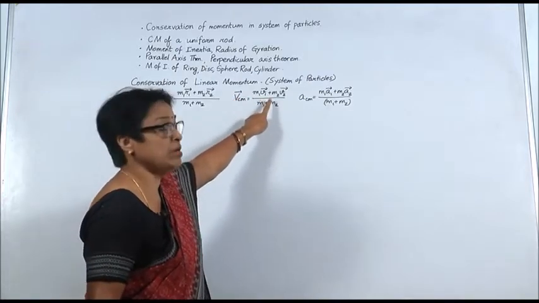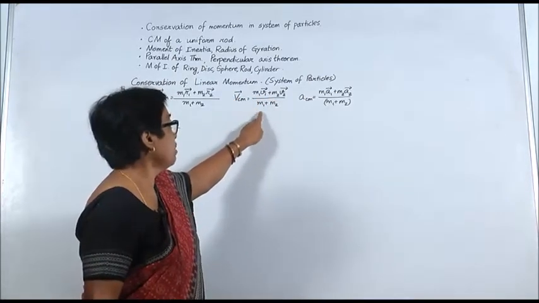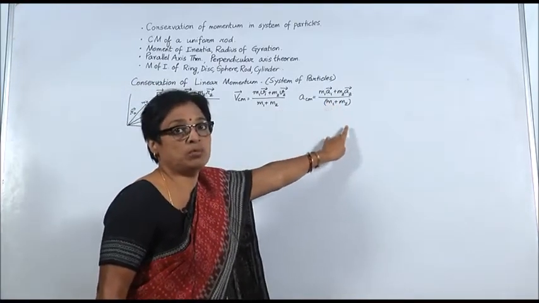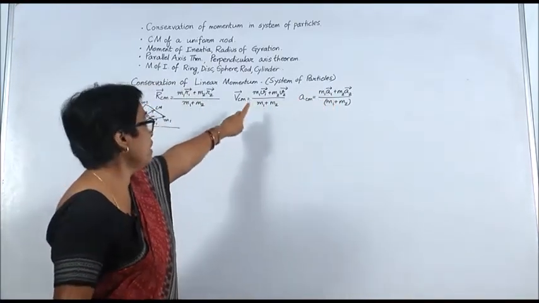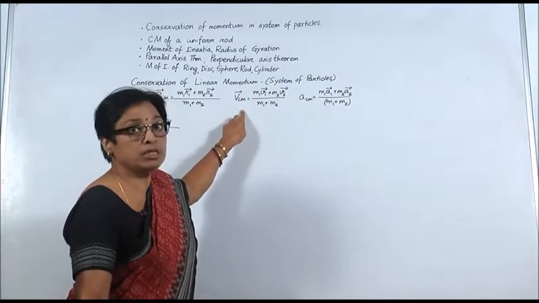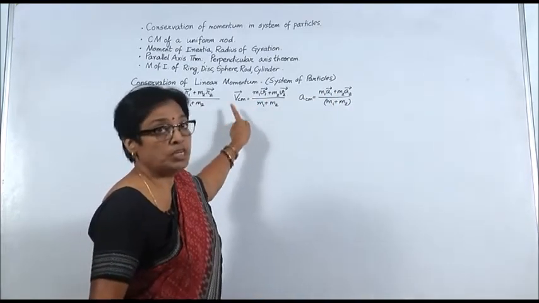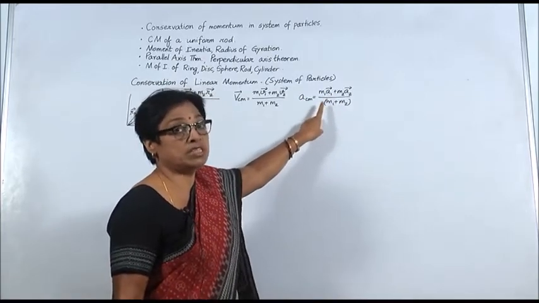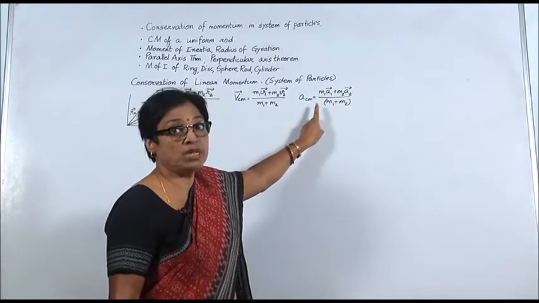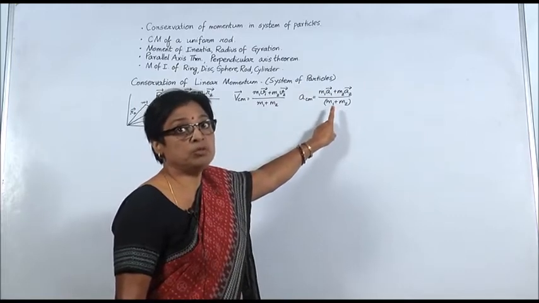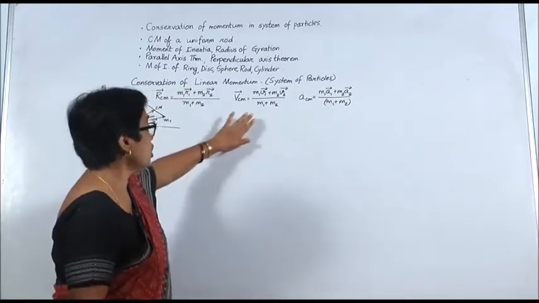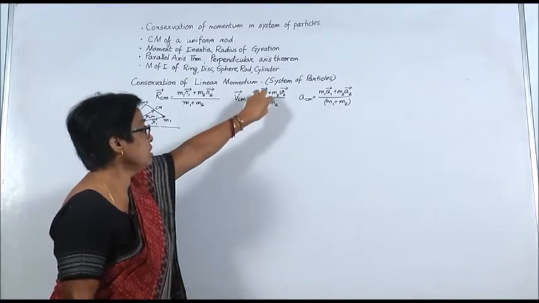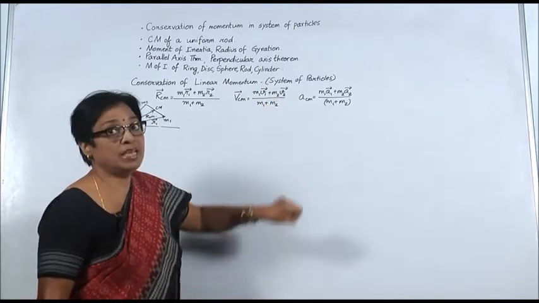VCM is M1 V1 plus M2 V2 by M1 plus M2, and ACM is M1 A1 plus M2 A2 by M1 plus M2, where V1 V2 are the velocities of the individual particles, corresponding particles. A1 A2 are the individual accelerations. For example, A1 is the acceleration of M1, A2 is the acceleration of M2, and so on. So, the total mass of this system is M1 plus M2. In this case I can replace it by capital M.